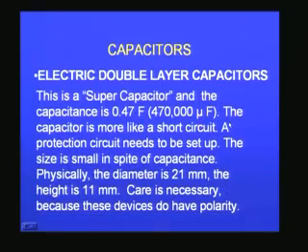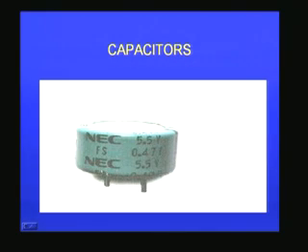Then you have electric double layer capacitors, which are called supercapacitors, and the value of the capacitance is 0.47 farad. You should remember, it is not microfarad, it is 0.47 farad. That means it is a very large value of capacitance. I will show you the picture. You can see here, this is a very large capacitor which has to be very carefully handled.